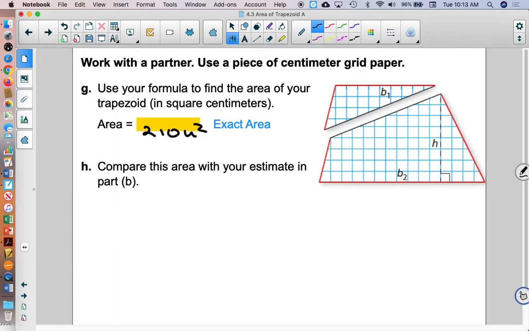Okay, we come up with 210 when we calculated it. I estimated about 200. Is my estimate pretty close? Yeah, it really was pretty close. Okay, and that's what I just wanted you to do, is look at what your estimate was and look at what you actually got and how close you were.